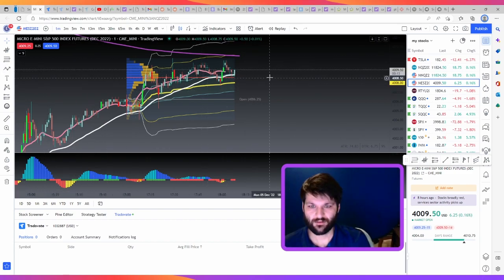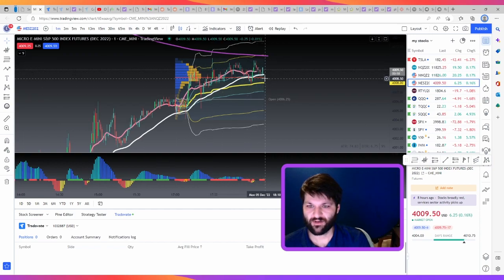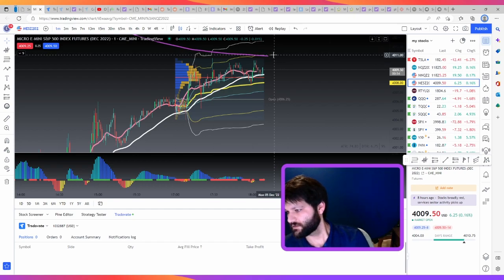Let's see what's going on. So I did really want to take a short here at this 200. Kind of missed that. But we do have an M here that's kind of playing out. Created a bigger one. So we're probably going to drive up and through this 200 EMA.